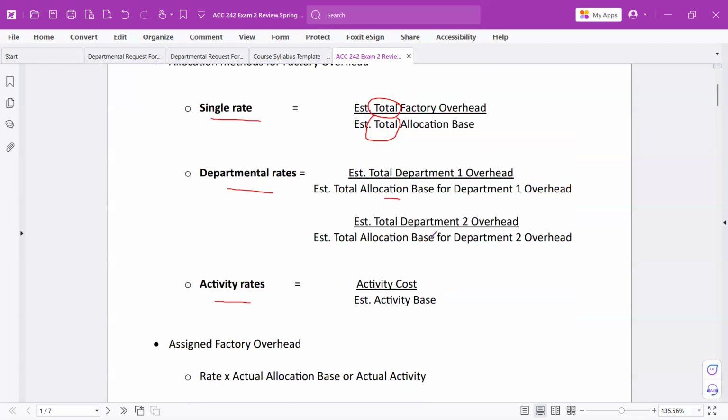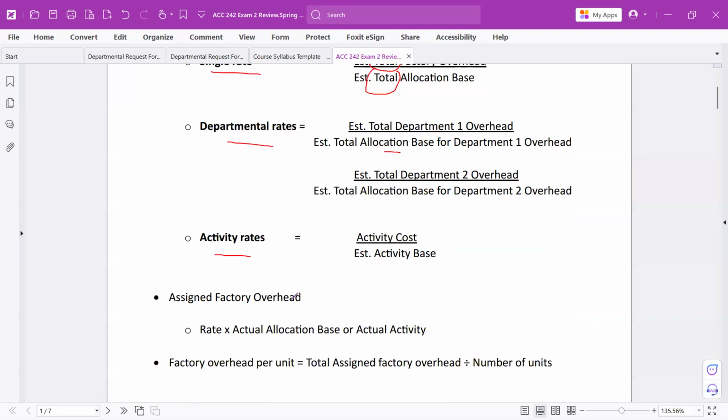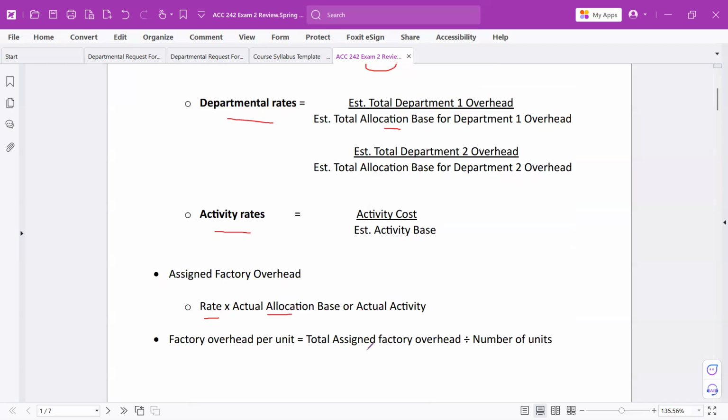Once we determine the appropriate rate, whether it's a single rate, a departmental rate, or an activity rate, we would assign the overhead. And the assignment of overhead looks the same. It doesn't matter whether you have one rate, departmental rates, or activity rates. It's always going to be the overhead rate times the actual allocation base or the activity. And if we want the overhead per unit, we take the total overhead that we've assigned and divide by the number of units.